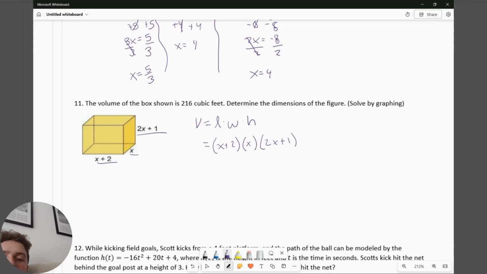Something like this. We also know the volume, right? They say the volume is this amount. If you know what something is equal to, you can replace it. So I'm also going to replace the V with 216. Well, again, this is an equation that we can solve by graphing. Create two equations. Set them both equal to y and see where they cross in Desmos.